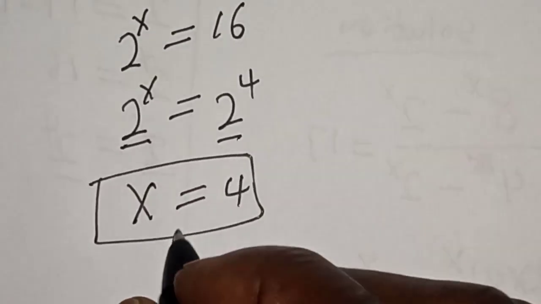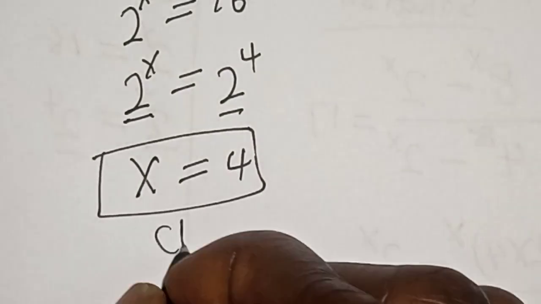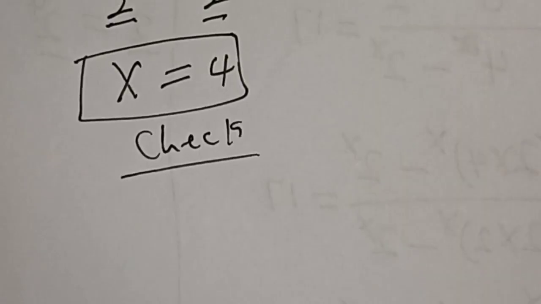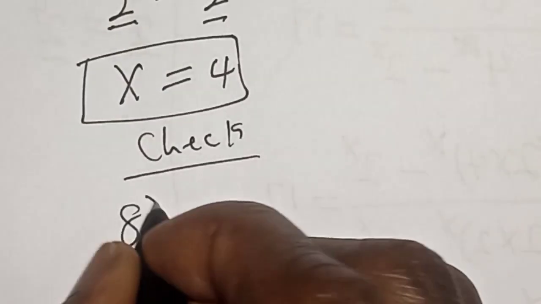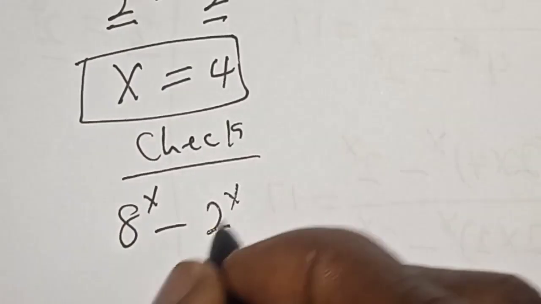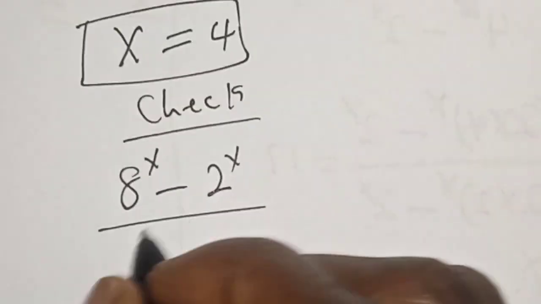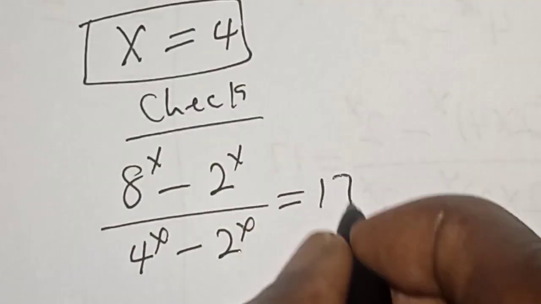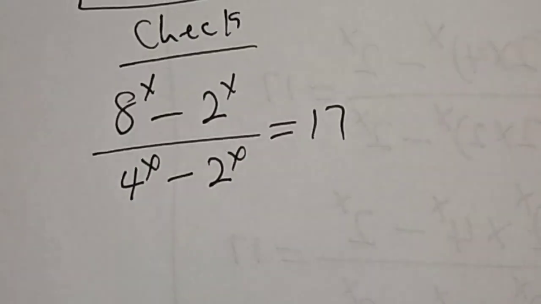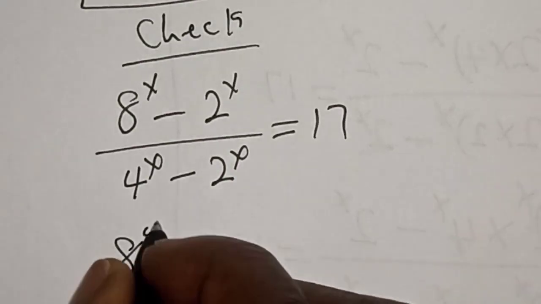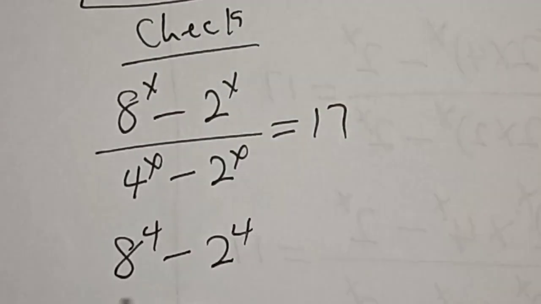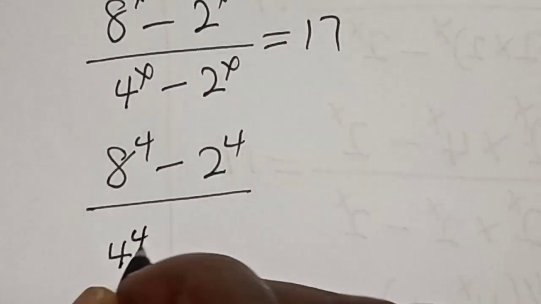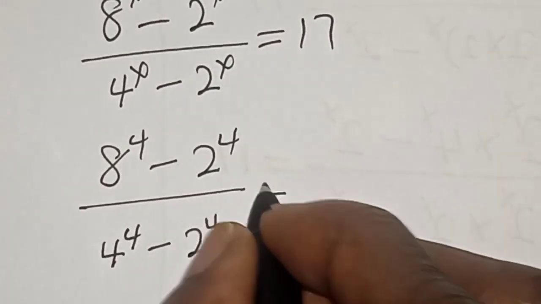Let's check to confirm if our answer is right or wrong. We have the equation 8 raised to power s minus 2 raised to power s, divided by 4 raised to power s minus 2 raised to power s, is equal to 17. To check, 8 raised to power 4 minus 2 raised to power 4, divided by 4 raised to the power 4 minus 2 raised to the power 4, is equal to 17.